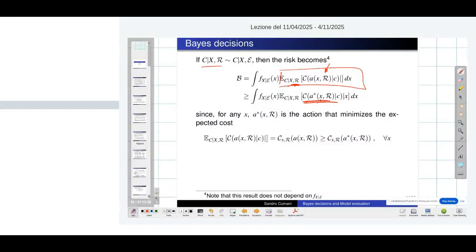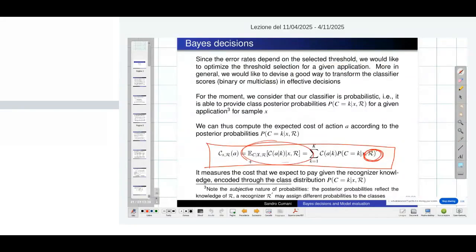If at each step we use the optimal bias decision here, then this is minimized, because this is exactly the cost of an optimal bias decision and is always lower or equal than the cost of any other action, because the action is chosen so as to minimize exactly this term. The optimal bias decision is the action that minimizes for each sample this internal expectation. That's exactly what we define as the expected cost. So the expected cost of an action taken by the recognizer is the expectation over the class posterior probabilities of the cost of taking that action.